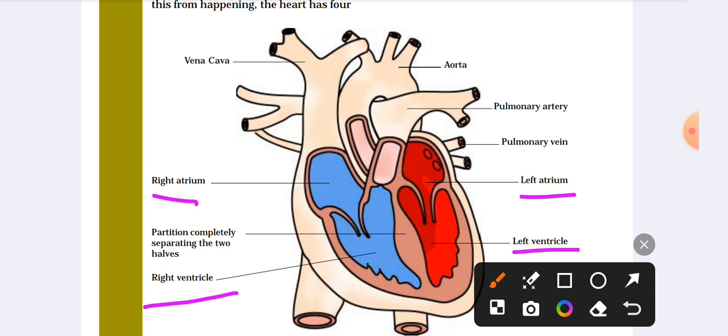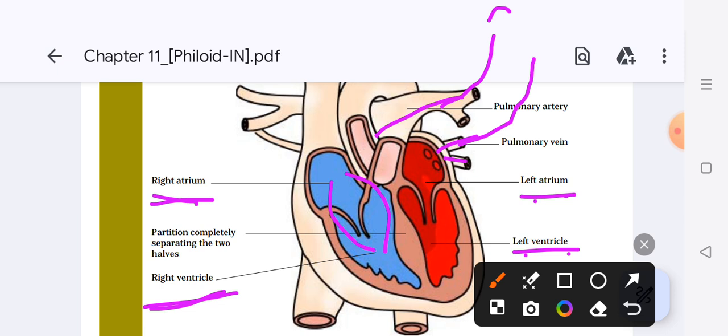Now, what is the difference between them? The right atrium and right ventricle both carry the blood from the veins, and the left atrium and the left ventricle carry oxygenated blood, or the blood from the arteries. This is the pulmonary artery and this is the pulmonary vein. These both run adjacent to each other, but to the lungs.